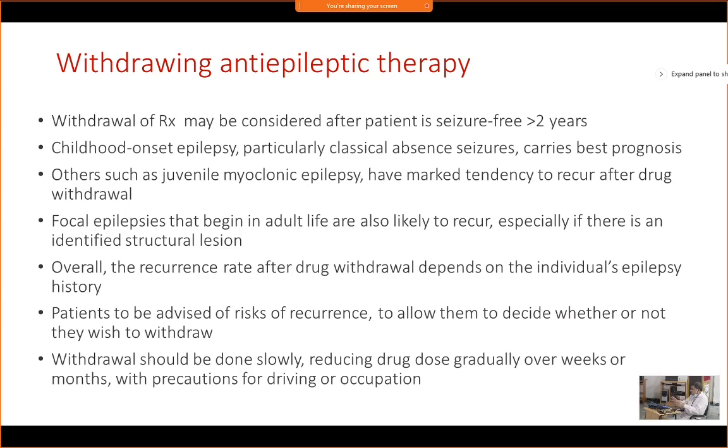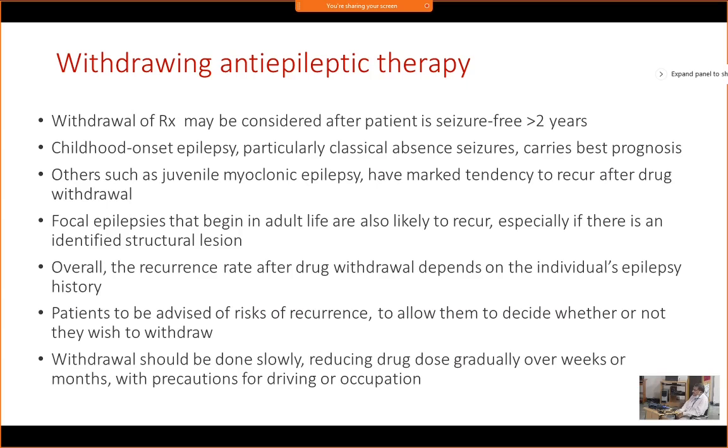Now, this is another set of problems that we will discuss now. Supposing the person has been controlled adequately with drugs, either one drug most commonly or at the most two drugs. The question of surgery has not arisen at all. Now, how long are you going to continue with the anti-epileptic drug? How long? Because these drugs will have side effects.